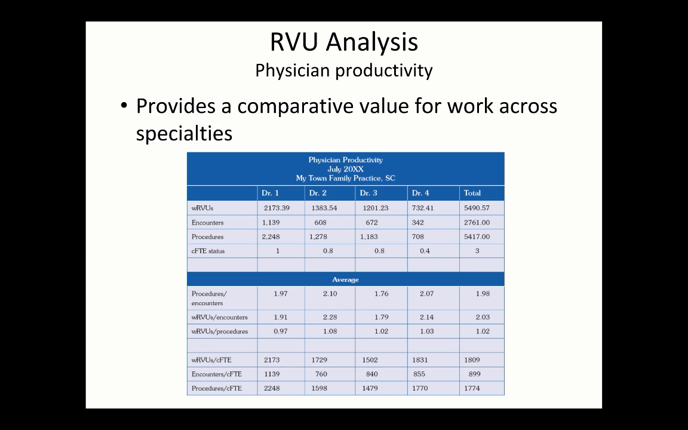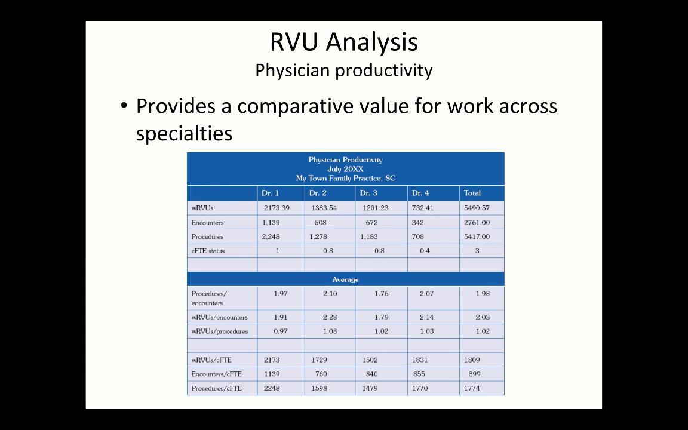If we wanted to normalize the procedures, encounters, and work RVUs relative to the CFTE status of each doctor, we can do that as well. Since Dr. Number 4 only works a CFTE of 0.4, we would take the work RVUs and divide that number by the CFTE. So Dr. Number 4 has a work RVU of 732.41, and if we divide that by the CFTE of 0.4, we obtain the value of 1,831.